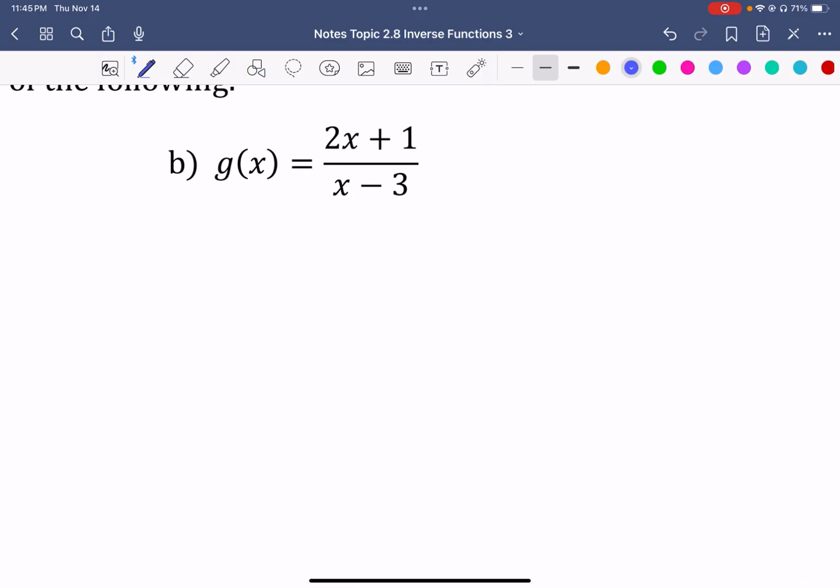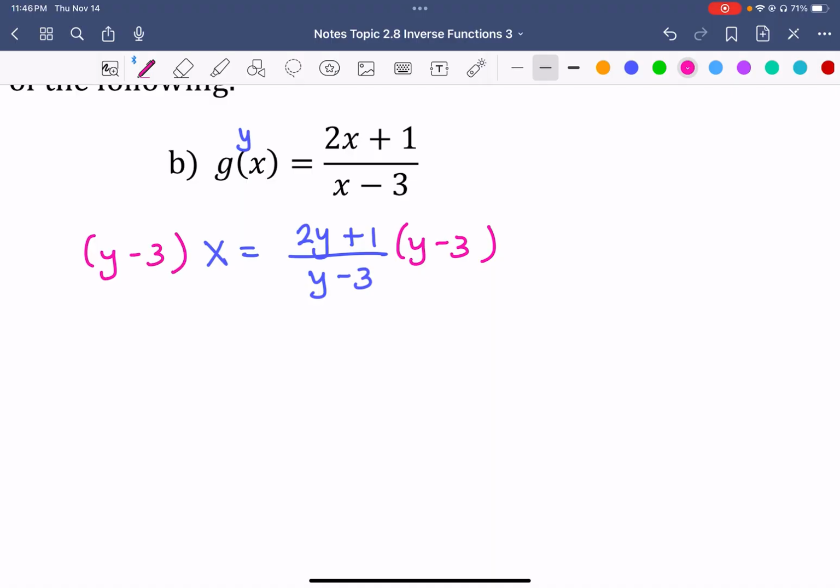So first thing, change g of x to y, and then I'm going to switch my x and y values. So we have x equals 2y plus 1 divided by y minus 3. I'm going to multiply both sides by the denominator so that I can get rid of the fraction, and then I'm going to distribute the x into the binomial, and I have xy minus 3x equals 2y plus 1.